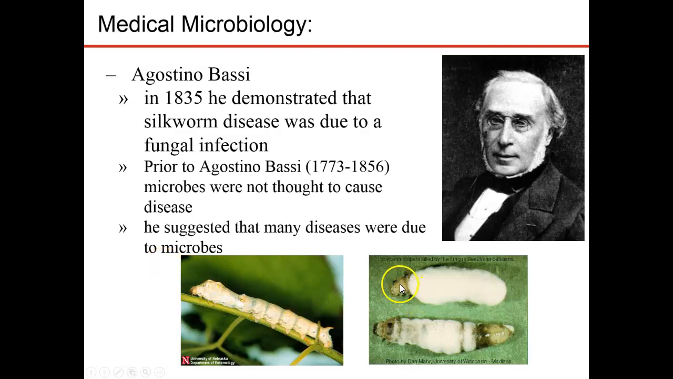And what he was doing is, if a worm had silkworm disease, he would separate it from the other worms. But even if a worm didn't look like it had anything on it, if it was next to this worm, then the worm would get sick. And he realized that there were microscopic structures likely coming from this fungal coat and getting on the worm. And so that's where he demonstrated that the microbe, the fungus, was actually causing this disease.